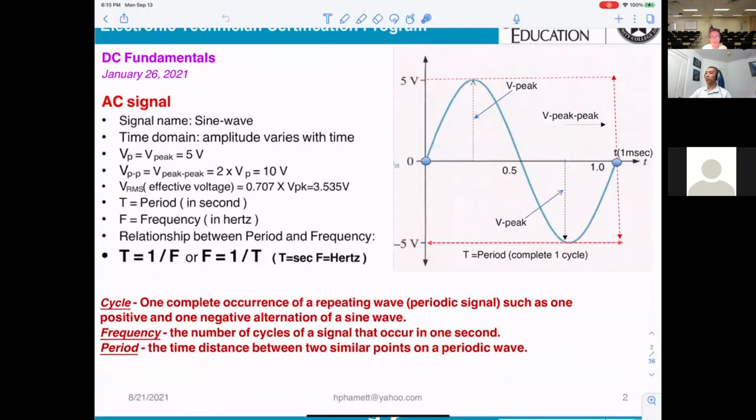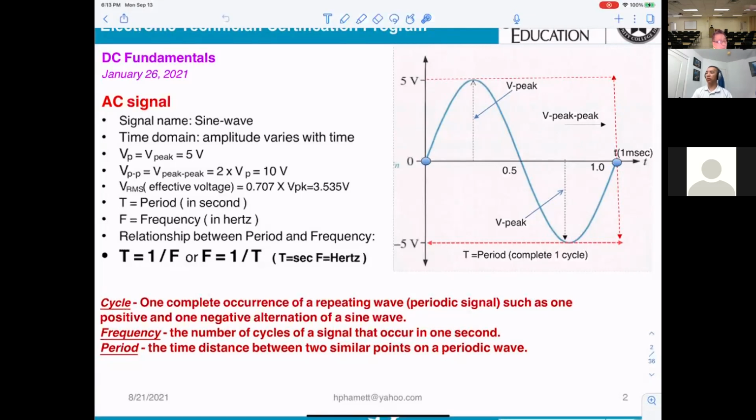And every time, when you're looking at the sideways, I want you to be able to recognize what is V peak, what is V peak to peak, what is the period, what is the frequency, okay? And the formula for converting from the period to the frequency or frequency to the period. And also any definition, try reading over and over. For example, what is a cycle?